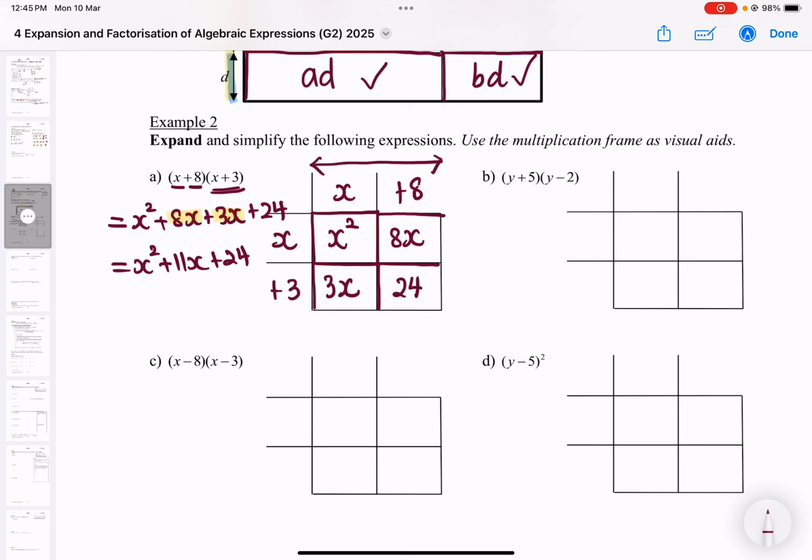Okay, so for the subsequent examples, I'm not going to use the multiplication frame. So I'm going to show you how I will use the distributive law directly to get the answer.